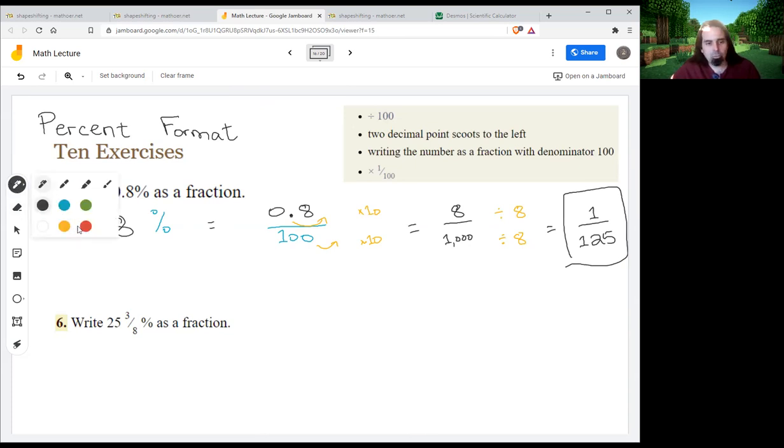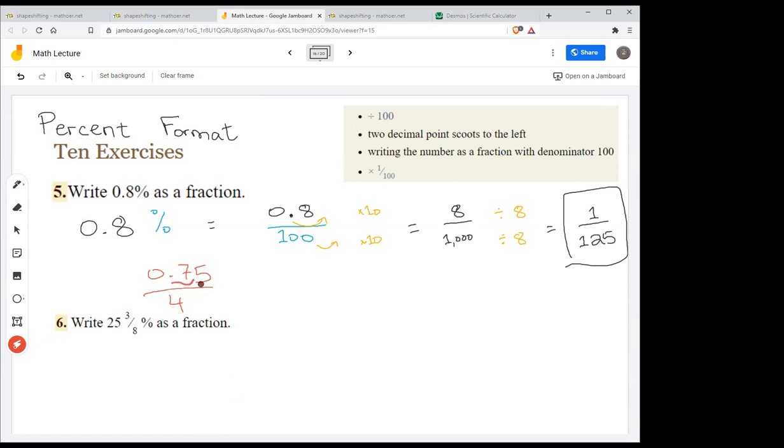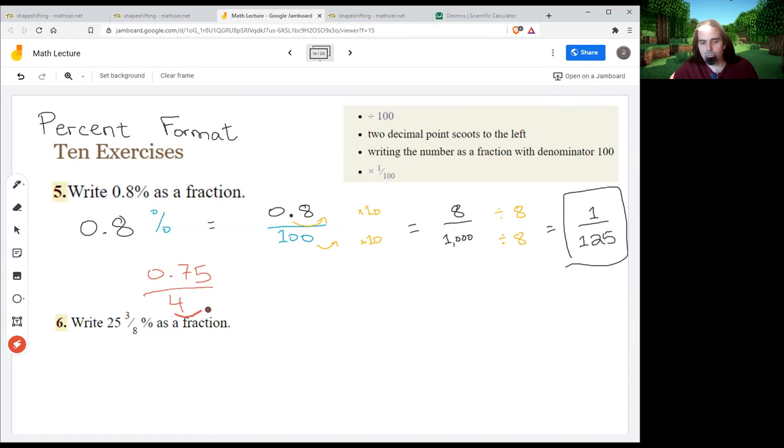If this was a different problem and it was 0.75 over something, how many decimal scoots would we do top and bottom to clean up that? 2. 2, right? I'd get 75 over 400. So however many scoots you need to clean up the decimal, and then you can be done.